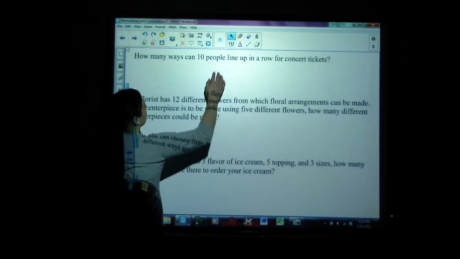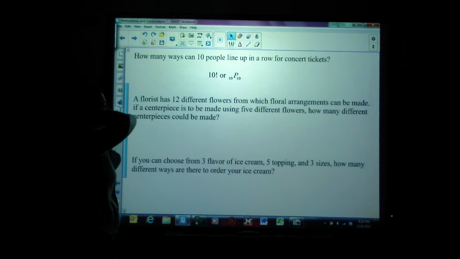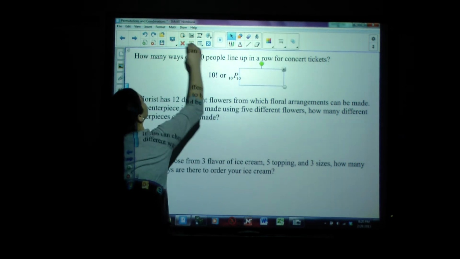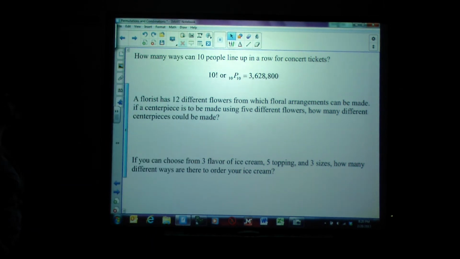Actually, the best way to find this one out is to take 10 factorial, or that's the same thing as 10 permutations of 10 if you're thinking in terms of permutations, because order matters. They both mean the same thing, and if you multiply them out, we find that there are 3,628,800 different ways for just 10 people to line up in a row for concert tickets.